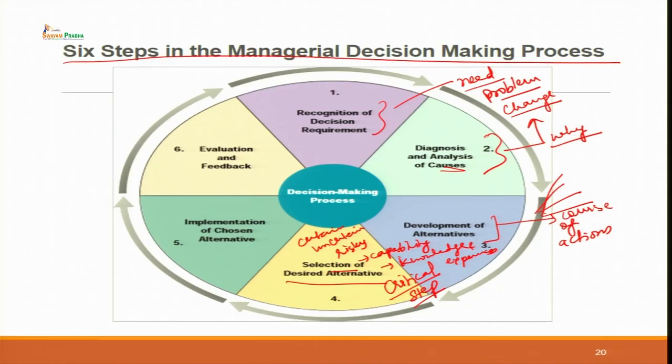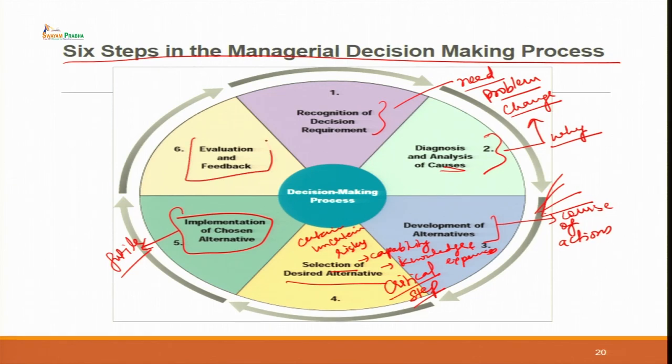Once the course of action has been selected, then implementation of that selected action is the next step, because even if you choose some step and you do not implement it, then probably the whole exercise may go futile. So, thus the implementation in the right manner or appropriate spirit is required for the chosen alternative.